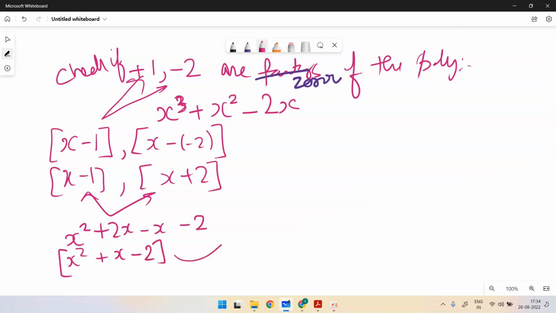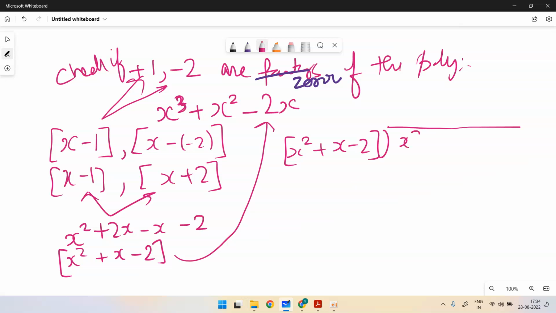Now if these are two factors of this polynomial, the remainder should be 0. So divide x cube plus x square minus 2x by x square plus x minus 2. For x cube, you need to multiply x square by x, so it will be x cube. Now x into x is x square, and x into 2 is 2x.